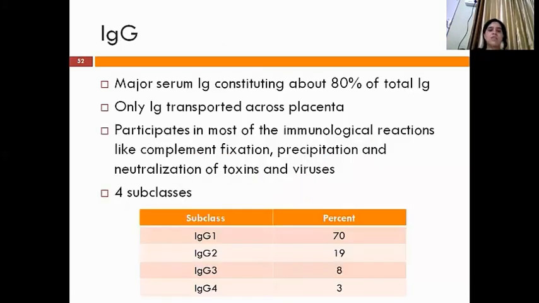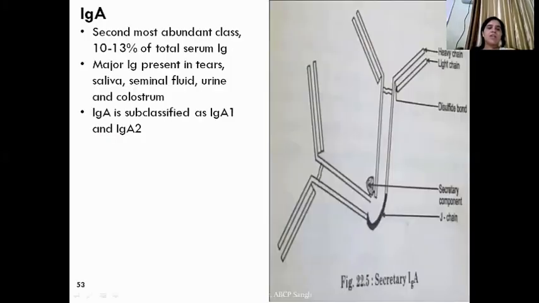Now we'll see the first class, that is IgG. It forms 80% of the total immunoglobulins. It can pass through the placenta. It participates in complement fixation, and in the neutralization of toxins and viruses. It is further subdivided into four classes, G1, G2, G3 and G4, at 70%, 90%, 8 and 3%. Next is IgA antibody. It forms around 10 to 13% of the total immunoglobulins. It is present in tears, saliva, seminal fluid, urine and colostrum. And IgA is subclassified into A1 and A2.